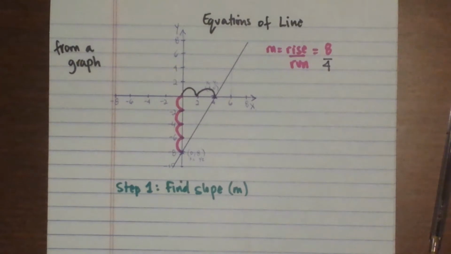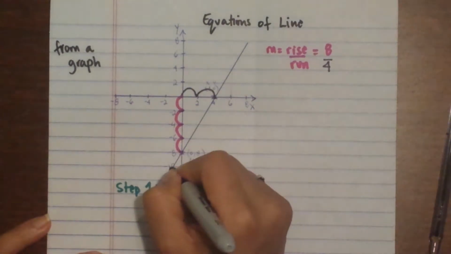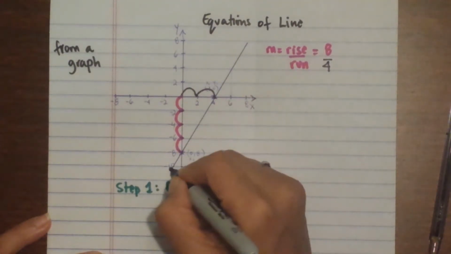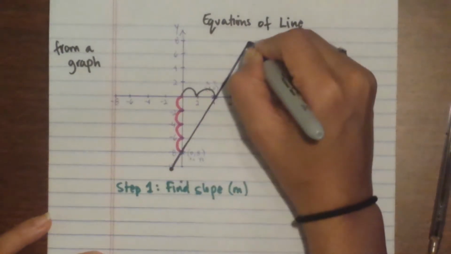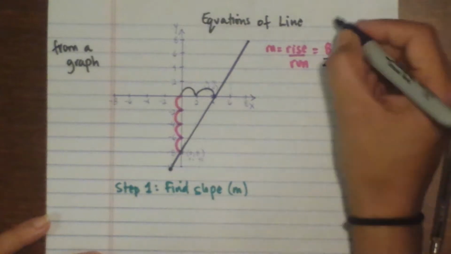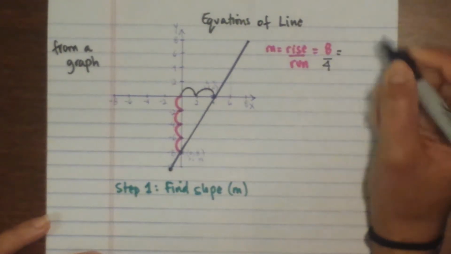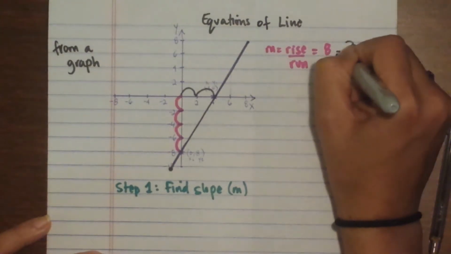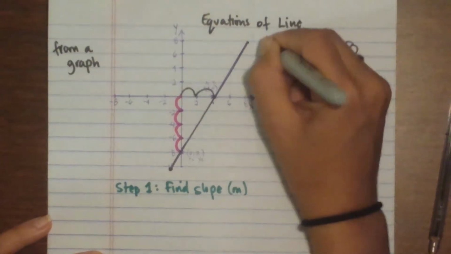Again, it's just rise over run. Also, you always read a graph from left to right. From left to right, you can see that this line is going up, so your slope is going to be positive. If you get a negative number, you know you've done something wrong. Go ahead and simplify it. 8 divided by 4 is going to give me 2. So my slope is 2.